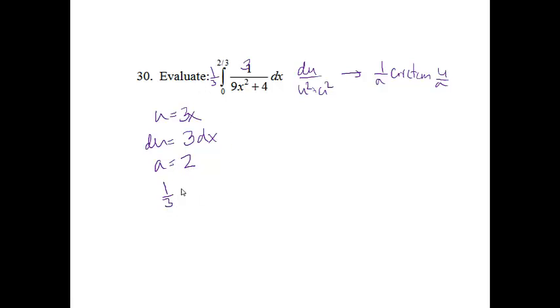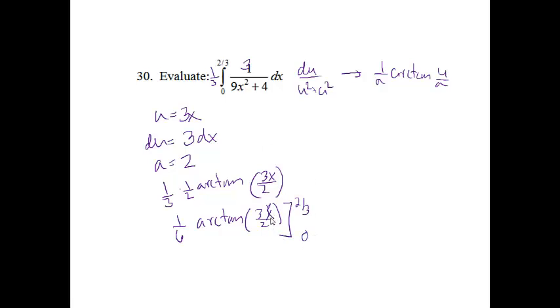So I'm going to have 1/3 times 1 over a, so 1 over 2, arctan u over a. And then I'm just going to clean that up a little bit. There'll be 1/6 arctan 3x over 2. And instead of putting plus c, I will evaluate it at 0 and 2/3. So if I plug 2/3 in here, I'm going to get 1/6 arctan. 3 times 2/3 is 2, divided by 2 is 1. And then minus 1/6 arctan. 3 times 0 is 0, divided by 2 is still just 0.